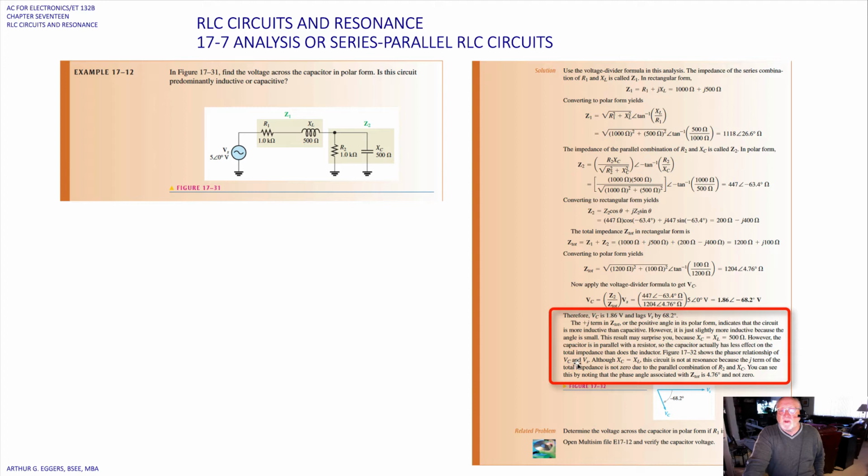In the diagram below we can see the phasor relationship of V sub C and the source voltage. Although X sub C equals X sub L, this circuit is not a resonant circuit. It's not in resonance because the j term of the total impedance is not zero, due to the parallel combination of the resistor R2 and X sub C. You can see this by noting that the phase angle associated with Z total is 4.76, and not 0.